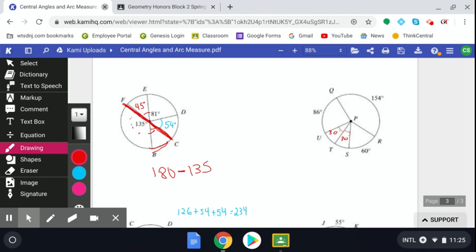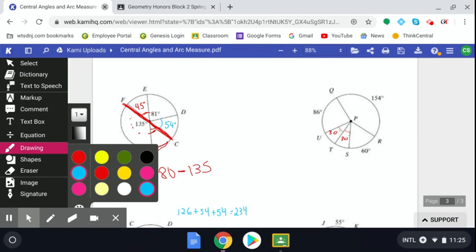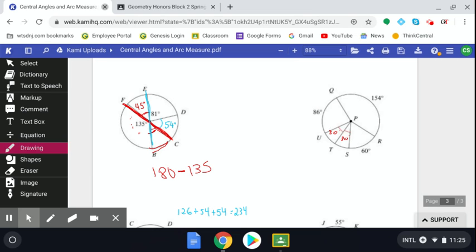So this angle here, either one, if you look at it, this is also a diameter. So you can look either way. This angle here has to be 180 minus 135. That's 180 minus 135. They're also vertical angles. So each one of them has to be 45. Okay?